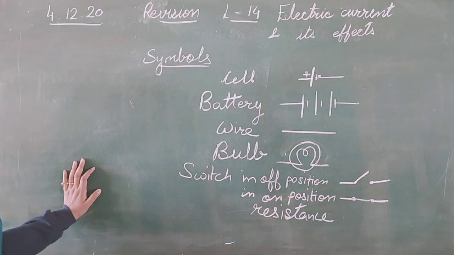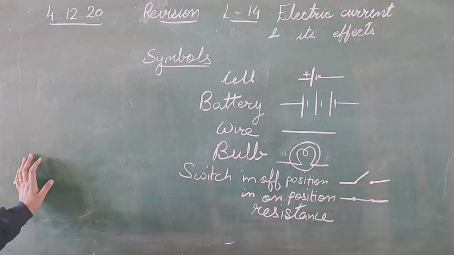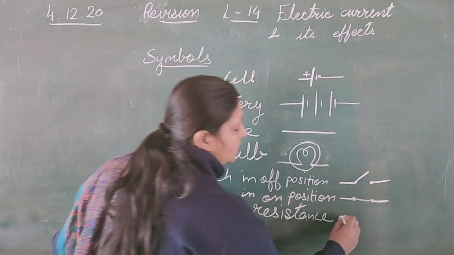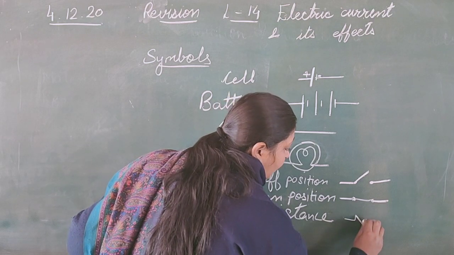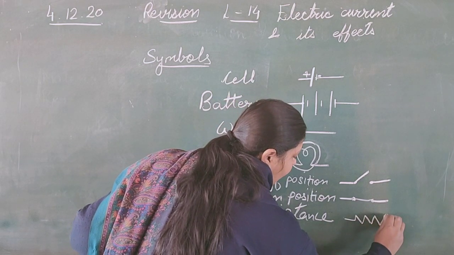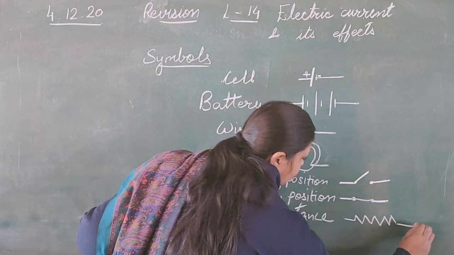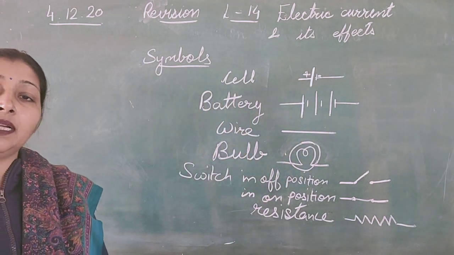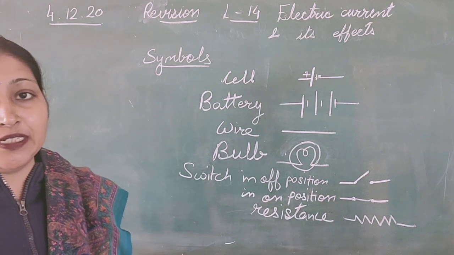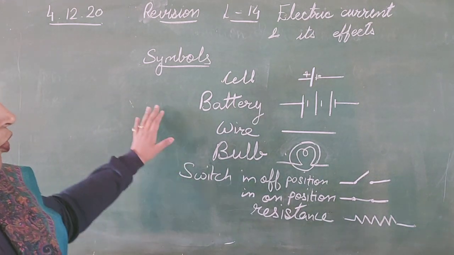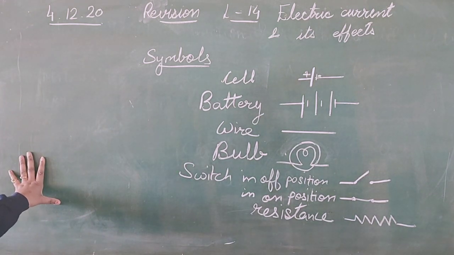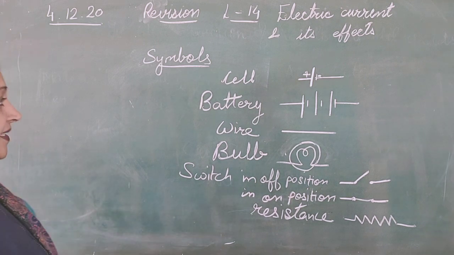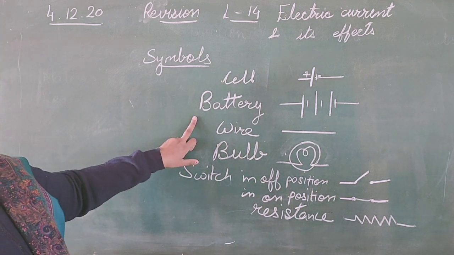Resistance, again, is a component which is used to restrict the flow of current. For example, it is used at a place where more current is there, however, the requirement of current is less. I hope all these symbols are clear to you. Now next, let us discuss battery.